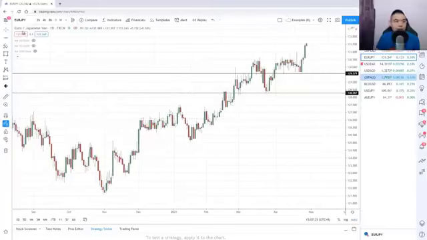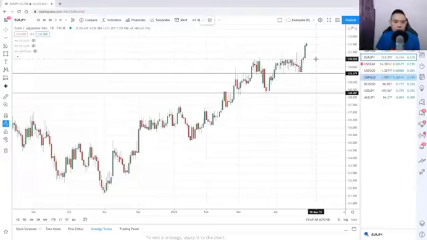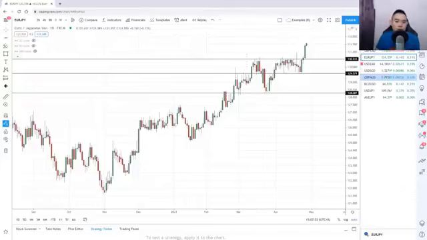But also bear in mind that this over here could be previous resistance which becomes support. Remember, once price breaks above resistance, it could become support. So this is actually another level that's worth paying attention to, and I will draw it on the chart. So if you ask me, for this uptrend, this will be my area of support on this chart.